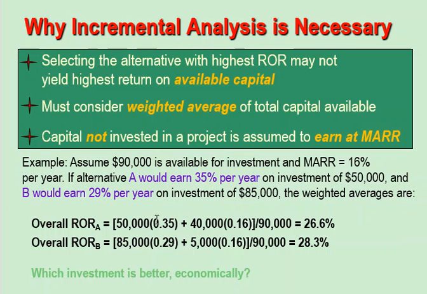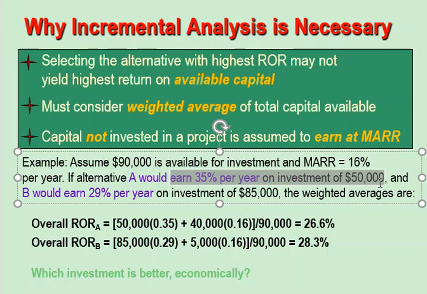So keeping in mind the available investment can tell me which one is a good investment for me. It is not good enough just to tell me, hey, we have two alternatives, 35% on 50,000 and 29% on 85,000, make the calculation which one is better for me. No, this is not acceptable. Why? Because you have to take into consideration the total available investment.